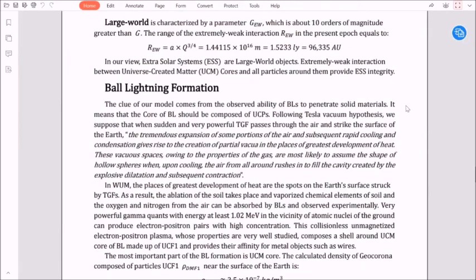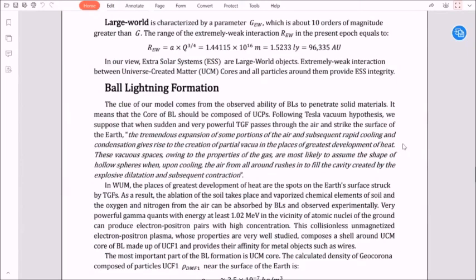Ball lightning formation. The clue of our model comes from the observed ability of ball lightnings to penetrate solid materials. It means that the core of ball lightning should be composed of UC particles. Following Tesla's vacuum hypothesis, we suppose that when a sudden and very powerful TGF passes through the air and strikes the surface of the Earth, the tremendous expansion of some portions of the air and subsequent rapid cooling and condensation gives rise to the creation of partial vacua in the places of greatest development of heat.